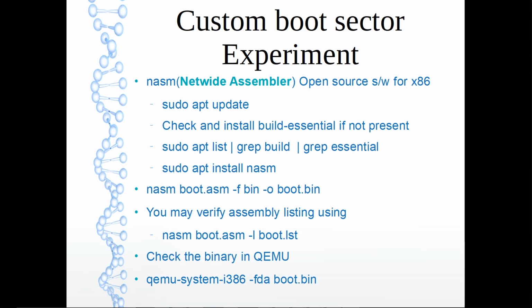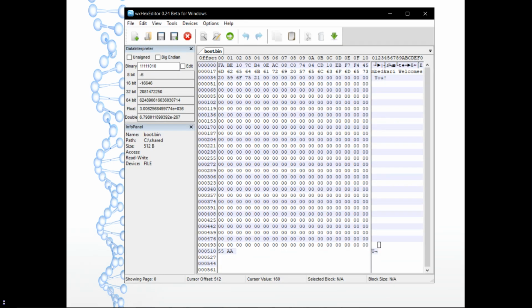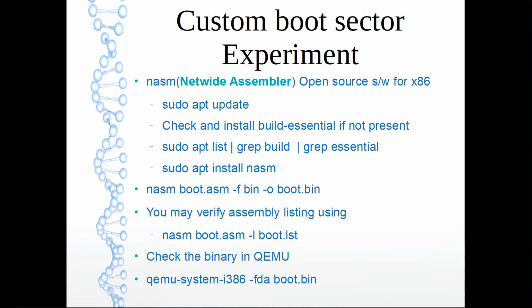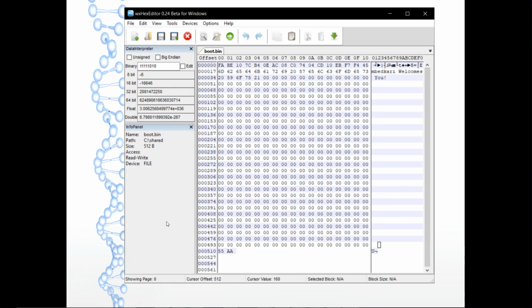I will show you this demo. First let's look at how this bin looks. This boot.bin has only this much code. Here my string, Welcome, is also there, and some code in the beginning. And in the last of the 512 bytes, the first sector, the master boot record, you can see 55AA, so that it is recognized as bootable code.